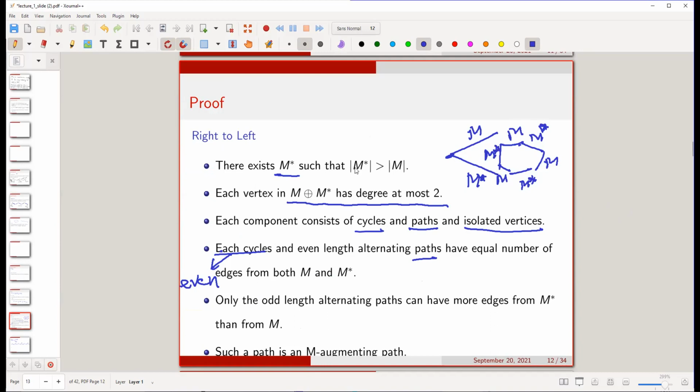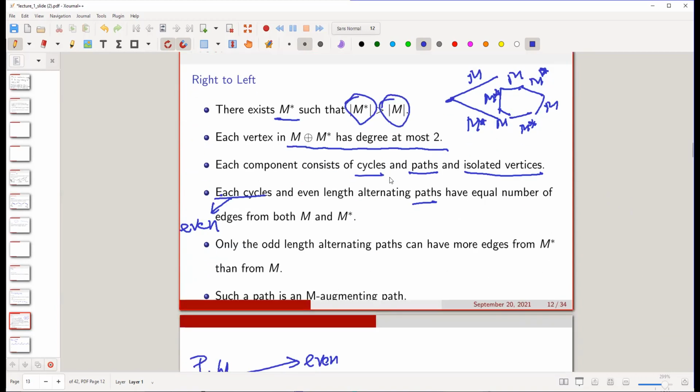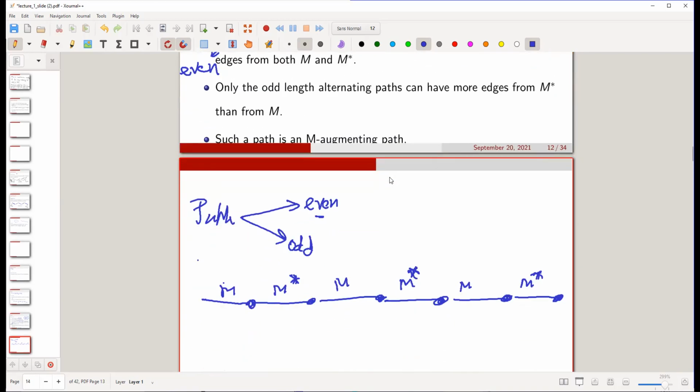But we have seen that the total number of edges from M star is strictly bigger than the total number of edges from M. So what does that mean? There will exist some component where the number of edges from M prime is larger than the number of edges from M. So where can it happen? It will happen in the odd length paths.